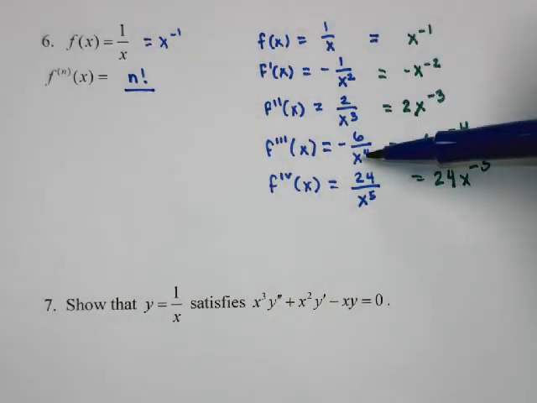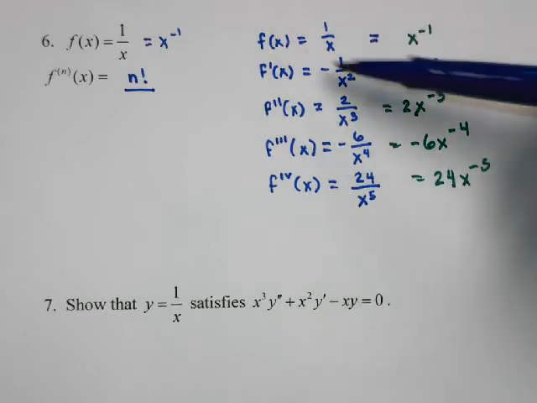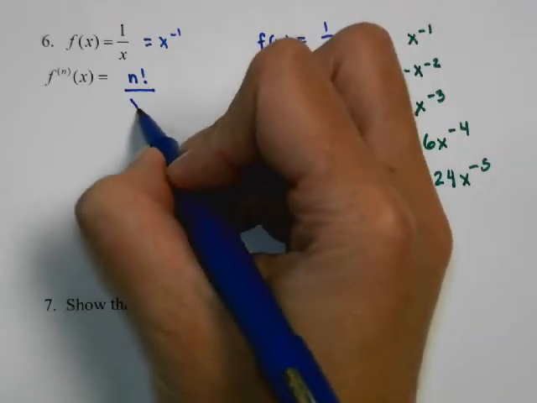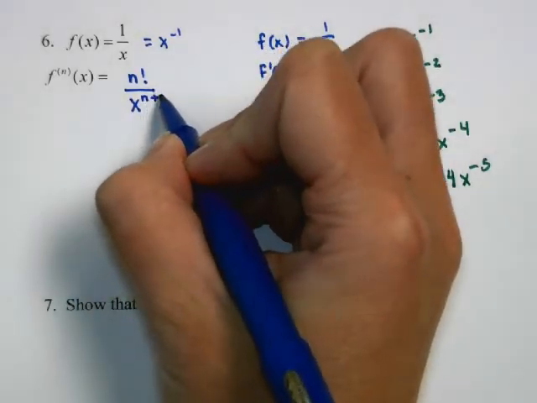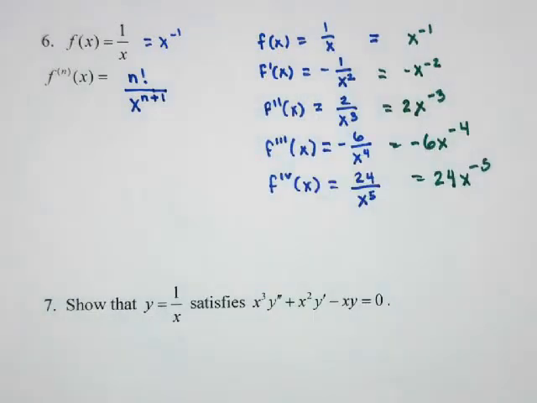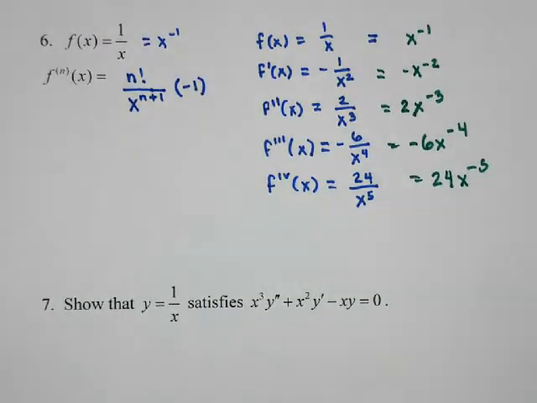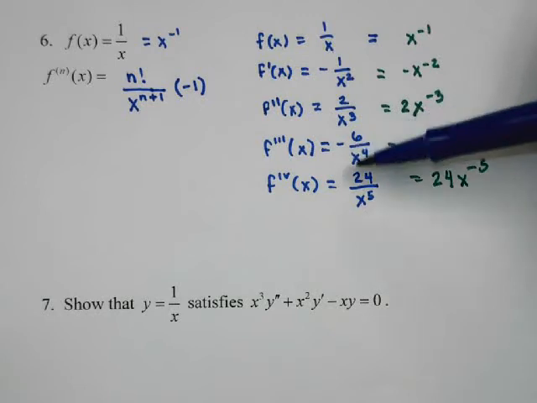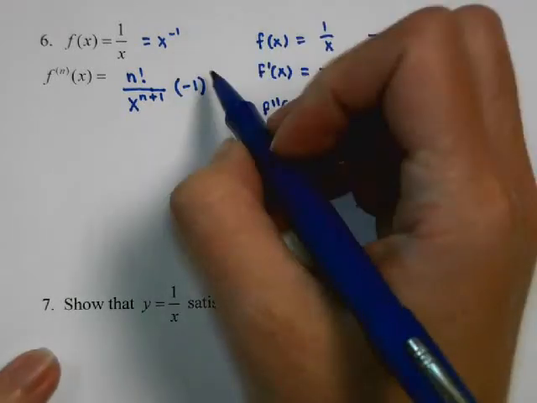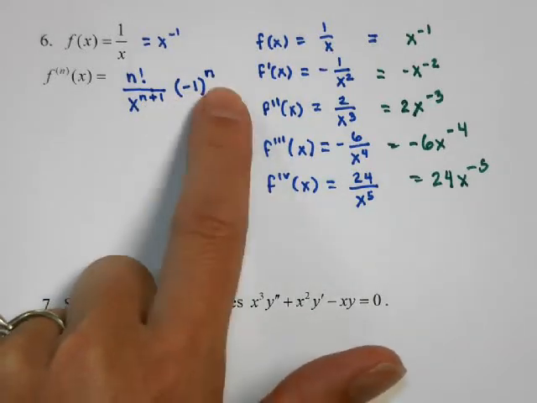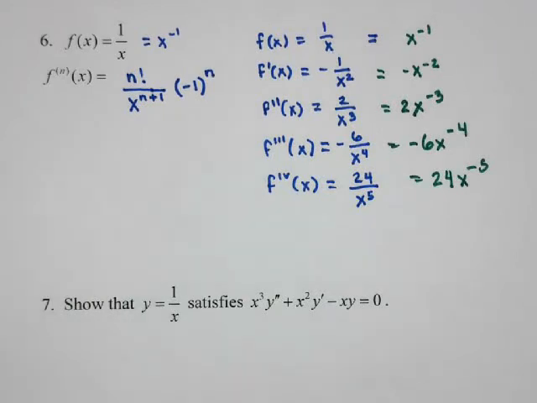Then we have the exponent. Okay, when we took the first derivative, it was 2, second derivative was 3, third derivative was 4. So the power is going to be x to the n plus 1. It's one bigger than the derivative we're trying to take. And then it's alternating. So a way to make it alternating is take -1 to a power. So when it's odd, it's negative. When it's even, it's positive. So if I make this -1 to the n, any odd number I plug in there is going to make this negative. Any even number is going to make this positive.